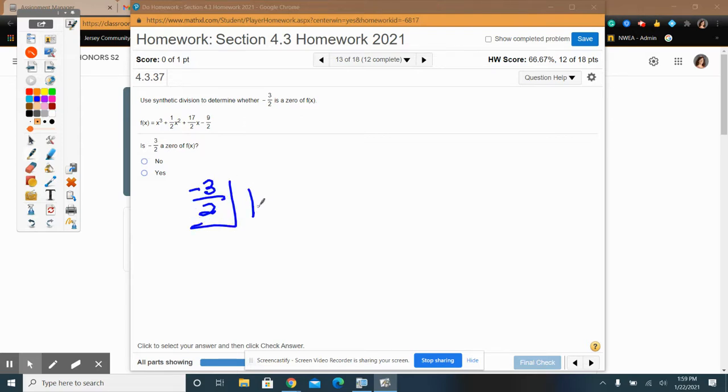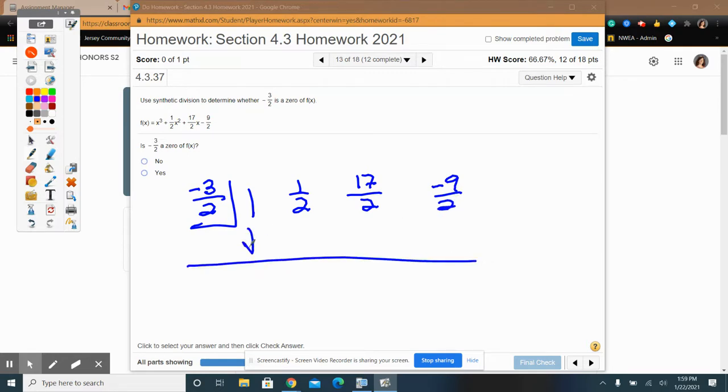Beside it, we put the 1 for the x cubed, 1/2 for x squared, 17/2 for x, and -9/2 for the number. Skip a line, draw a line, and have a party. It just might not be as fun. 1 times -3/2 is -3/2. When you add those, if you need to use your calculator, you can, but I don't think you'll need to. You just add the numerators. It'll be -2/2, which is just -1.